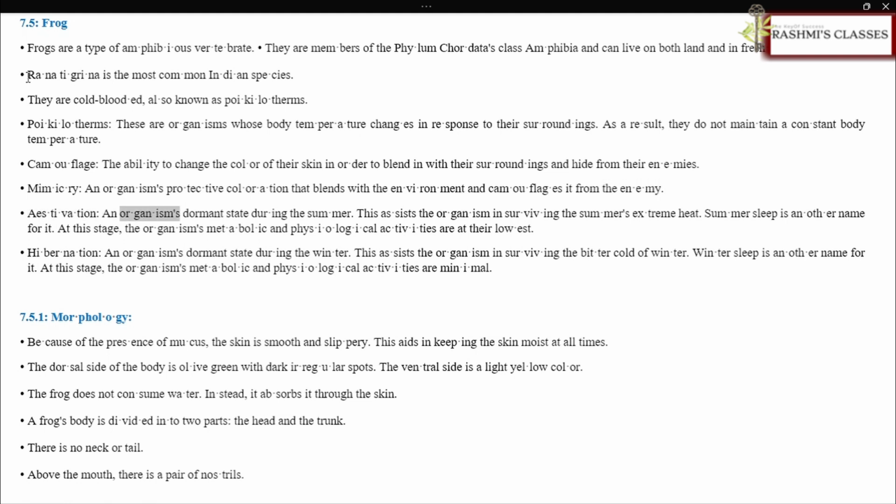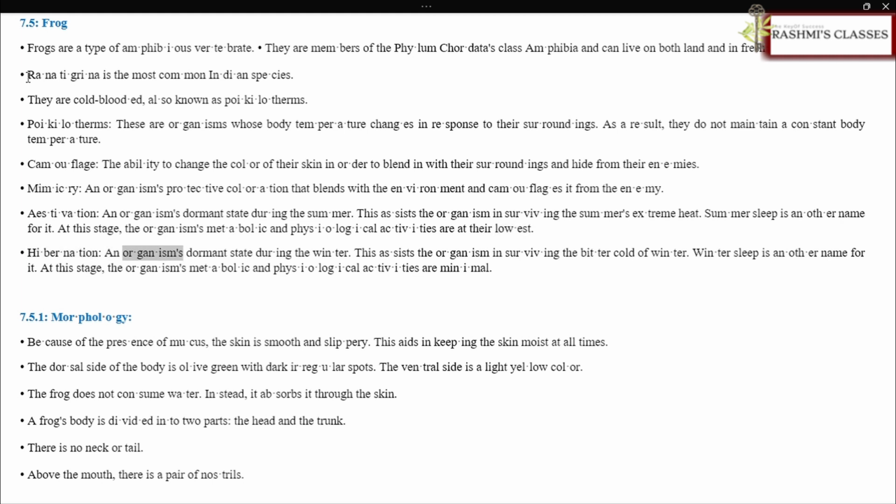Estivation, an organism's dormant state during the summer. This assists the organism in surviving the summer's extreme heat. Summer sleep is another name for it. At this stage, the organism's metabolic and physiological activities are at their lowest.